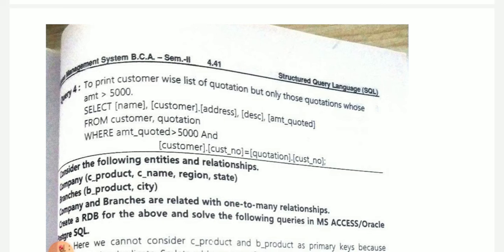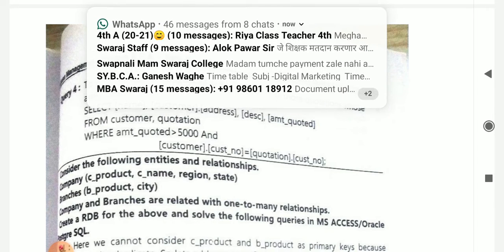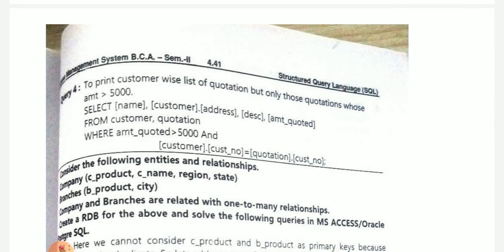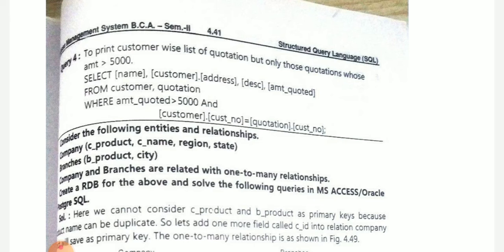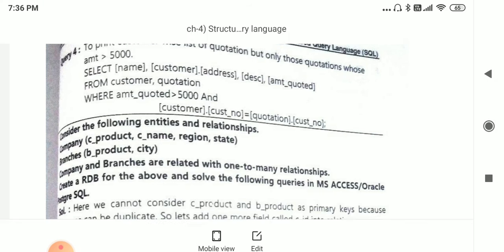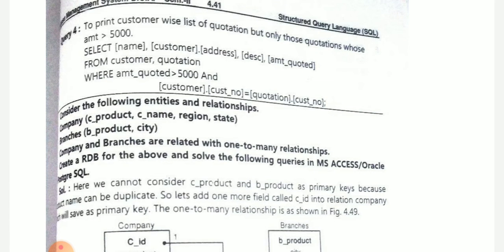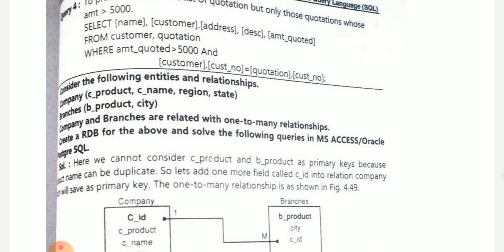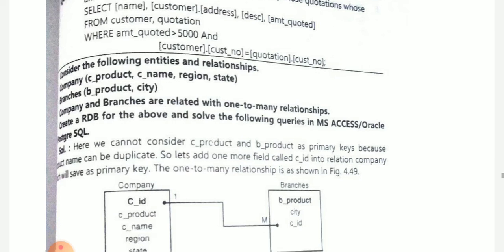Next, print customer wise list of quotation, but only those quotations whose amount is greater than 5000. Then select name comma customer address, description, amount quoted from customer, quotation where amount quoted is greater than 5000. This is a query within a query called a nested query. Okay, quotation dot customer number.